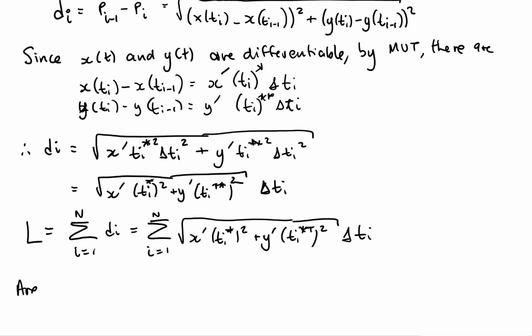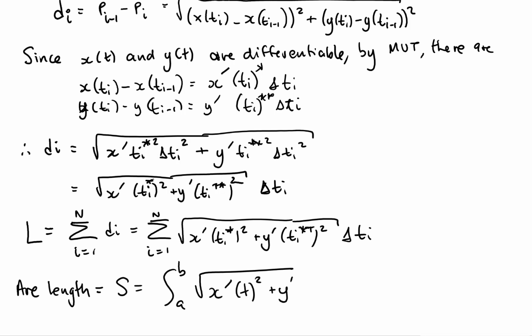And this arc length, we'll call it S, will be the integral from a to b of the square root of x prime of t squared plus y prime of t squared dt, assuming that x of t and y of t are continuous.